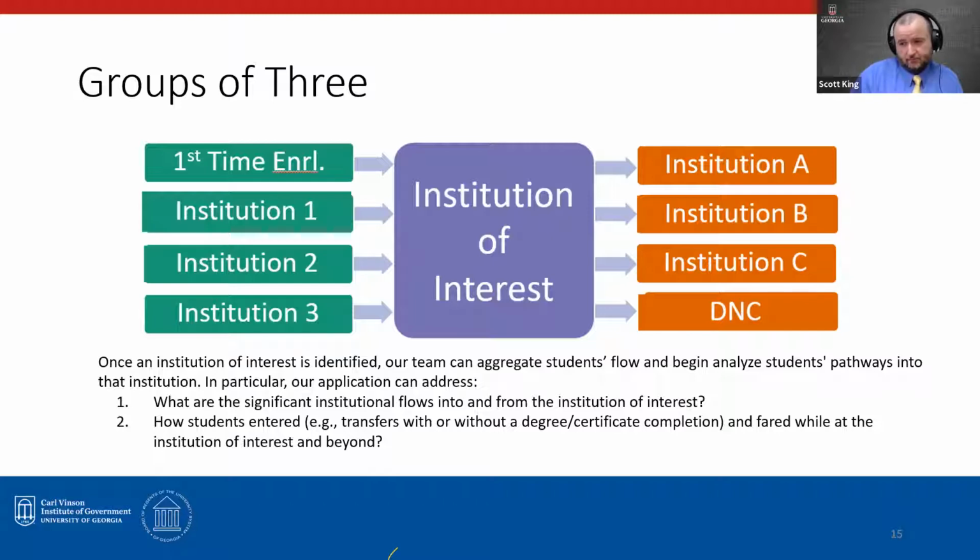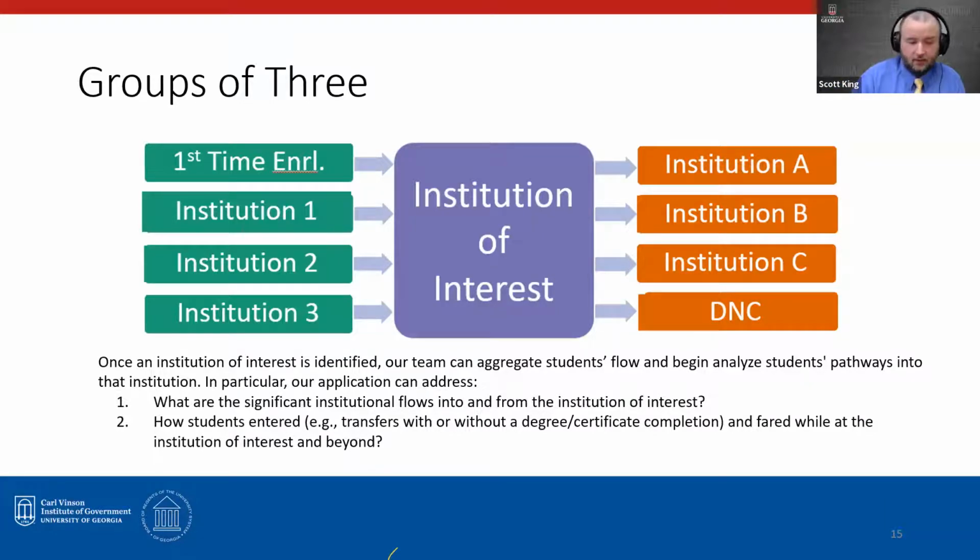Now, there are significant institutional flows of interest from one institution to the next. We can identify those partnerships in that way. And then we can also talk about how the students are entering. So if they're coming in with credentials or not, if they're coming in as transfer students, and then how they're leaving, if they're leaving with a credential or if they're moving on. And then once they get to that last institution, we can look at their outcomes there as well with the Clearinghouse data.